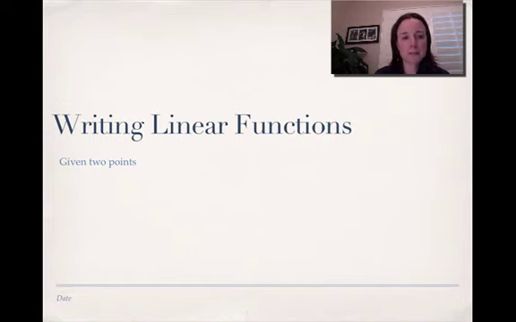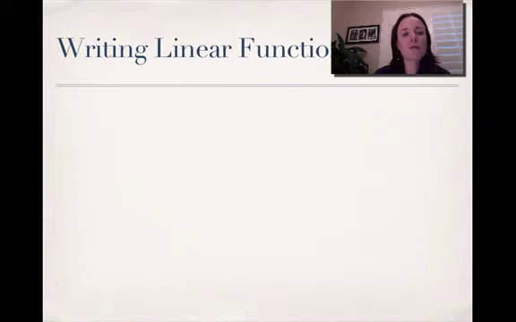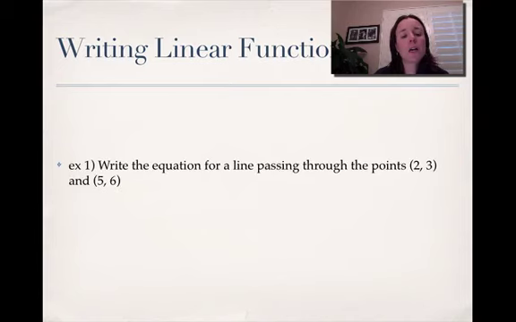Given 2 points. So we've done this given a point and a slope, but this time we're just going to be given 2 points. Our first example, we need to write an equation for a line that passes through the points (2, 3) and (5, 6). So let's review what we need.